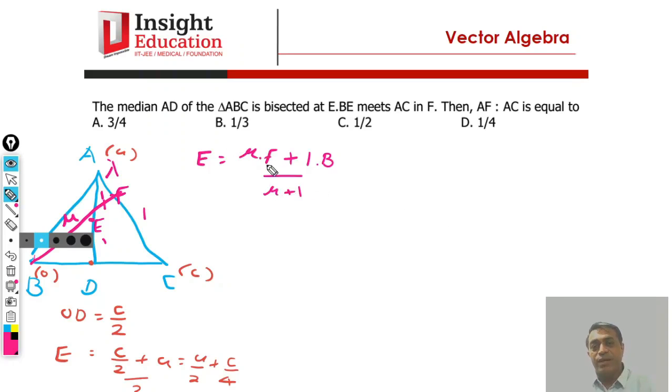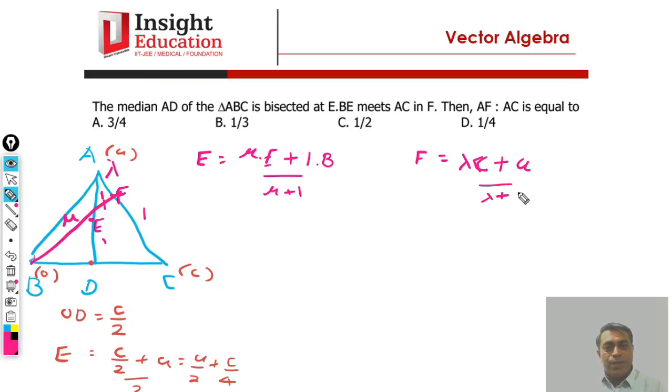It means now I have to find position vector F. For position vector F I can use this condition, where the ratio is lambda is to 1. So for F I can write lambda into C plus 1 into A, upon lambda plus 1. So lambda C plus A upon lambda plus 1. So replace F.